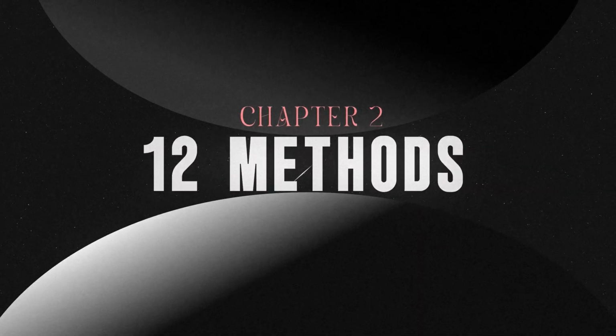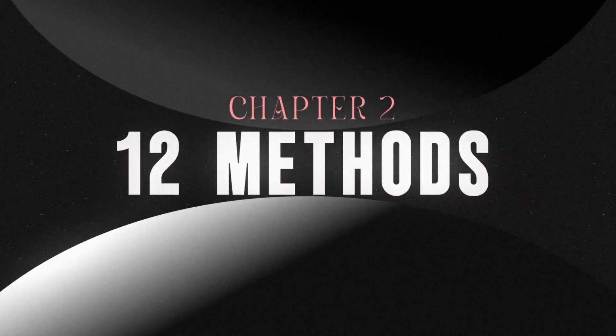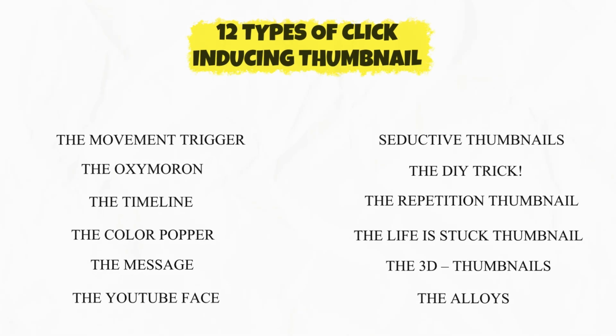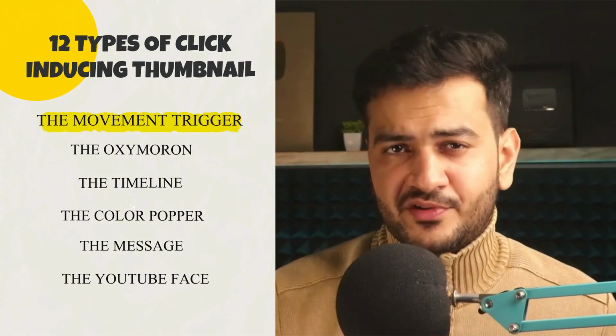Here are 12 types of click-inducing methods that work on YouTube right now according to my experience, and you can use them too. The first one is the movement trigger, a thumbnail that moves inside the head of the viewer. This causes the viewer to question the thumbnail.